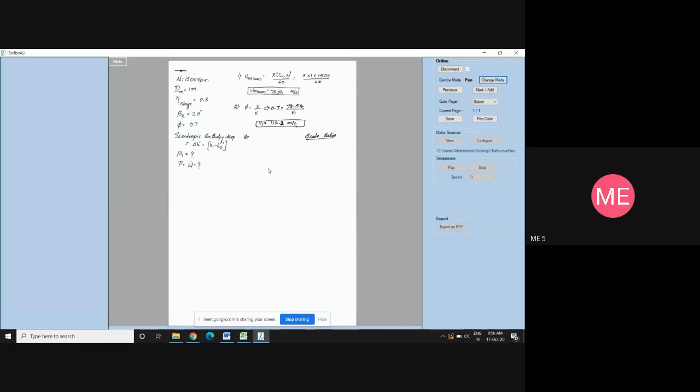So shall I take it like this? 20 meters per second is equal to 1 centimeter. If this is the case, what will be the length of U? The length of U will be equal to 3.92.